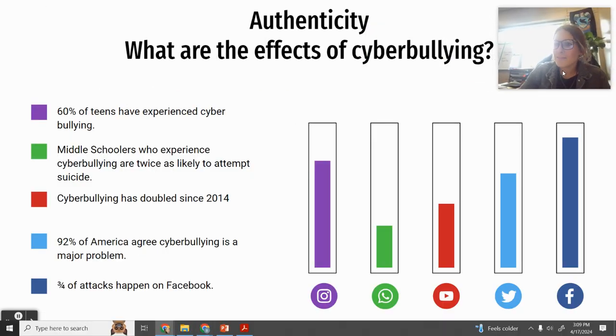Okay, so let's get into some statistics of cyberbullying. So over 60% of teenagers, and remember teens are 13 to 17, have experienced cyberbullying. That doesn't include those kids younger than 13 or older than 17. Middle schoolers who experience cyberbullying are twice as likely to commit suicide. That's huge. Cyberbullying has doubled since 2014. And that seems like a long time ago, but it's really not. Doubled, that's a lot.